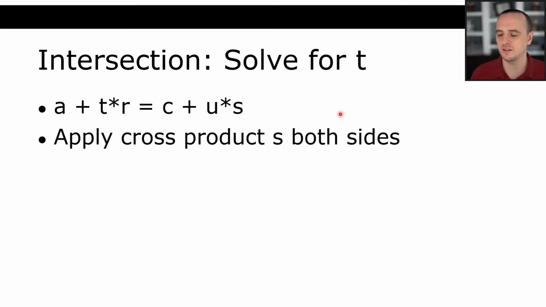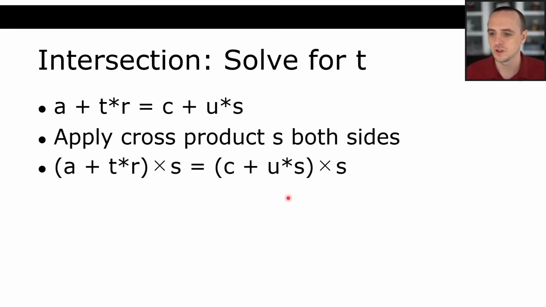So let's just apply the cross product of S to both sides. Okay, so if we take the left side, put it in parentheses, and then cross it with S, that is equivalent to the right-hand side, put it in parentheses, and cross it with S, right? When we're deriving stuff, we can apply the same operation to both sides, and it'll be the same. So now we do that second property, where we expand it, so now we get this.